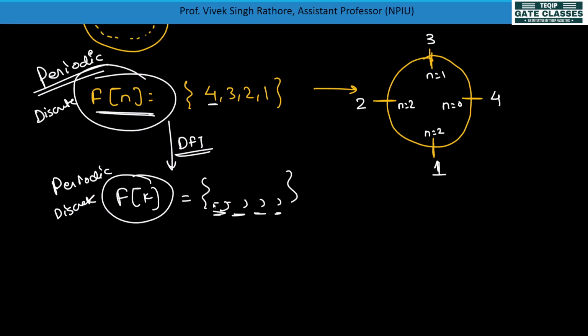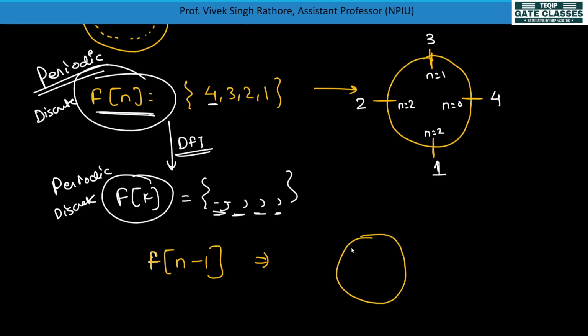So see, ultimately f of n is given. I have represented that f of n in the circular form. Now if I ask you, if I need to do f of n minus 1, how will you do it? You now understood how to represent f of n here. How to represent f of n minus 1? I will tell you just what you need to do.